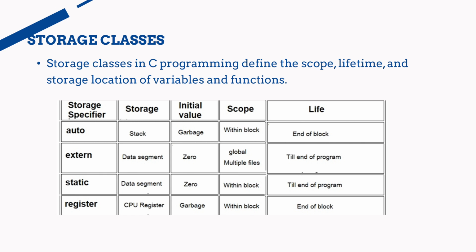Storage classes in C. Storage classes in C programming define the scope, lifetime and storage location of variables and functions. The storage specifiers are auto, extern, static and register. Auto is stored in the stack, the initial value is garbage, the scope is within the block, and the life is until the end of the block. In extern, the storage is the data segment, the initial value is 0, the scope is global across multiple files, and the life is till the end of the program. Static is also stored in the data segment, the initial value is 0 like extern, the scope is within the block, and the life is till the end of the program. Register: the storage is a CPU register, the initial value is garbage, the scope is within the block, and the life is until the end of the block.